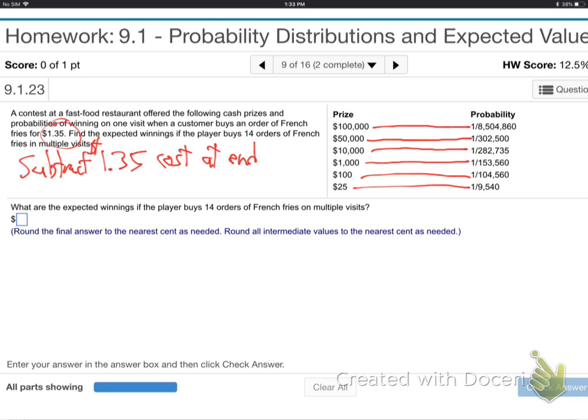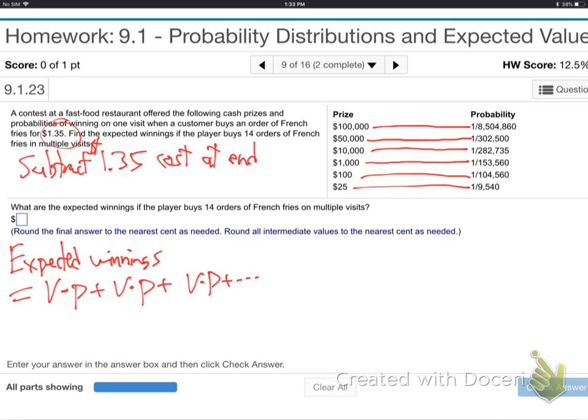So how do you do the winnings? The expected winnings equal, remember what it is? It's value times probability. Just multiply, and add them all up. So I just got to take $100,000 times that.